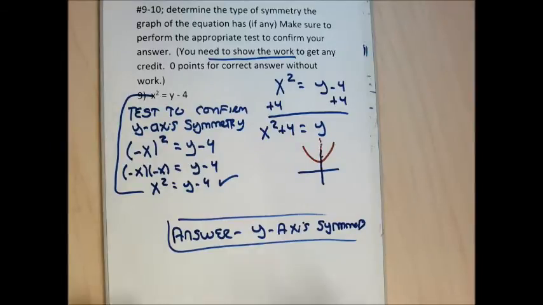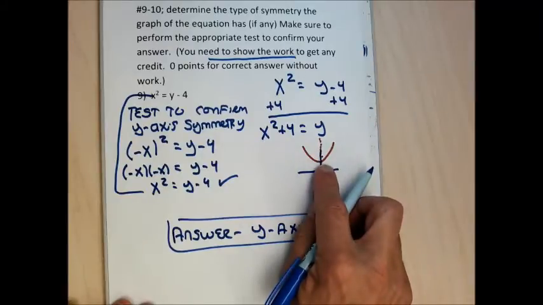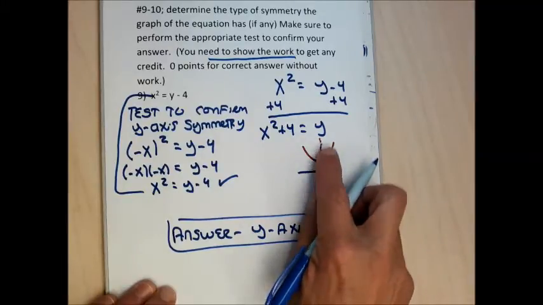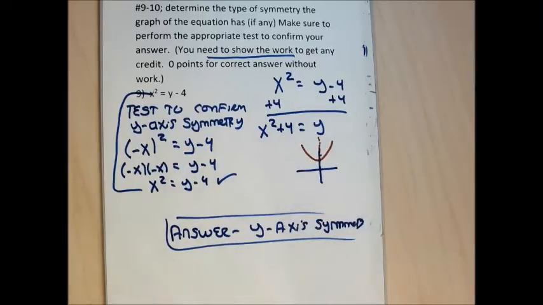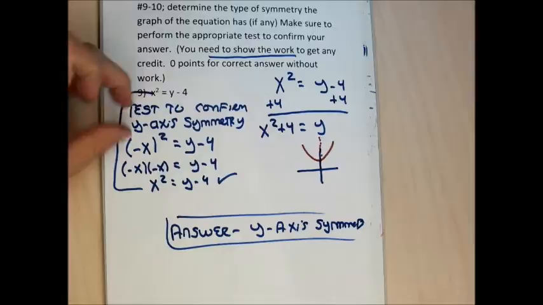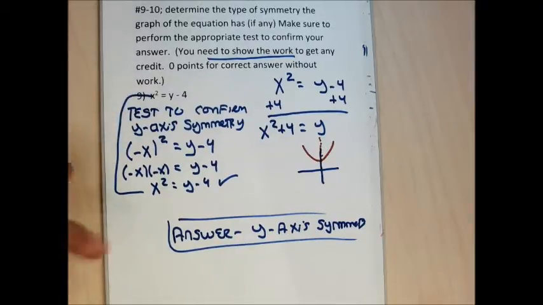We need to sketch a graph on our calculator to make sure it looks like it has y-axis symmetry, meaning a line through the y-axis would cut it into equal halves, and then do the test. And the test is super simple. Take the x, change it to negative x, and just do those two lines.